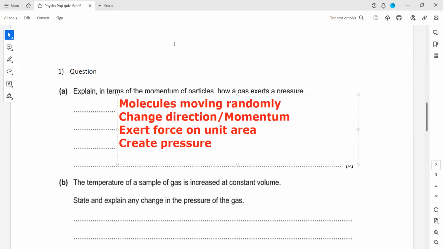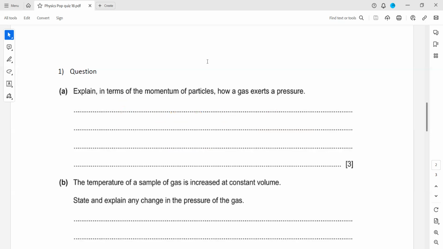So these are the points. This is a fixed answer, and it's a very common question you will find in thermal physics. They ask you to explain the pressure in terms of momentum. So it's like particles moving randomly, collide with the wall of a container, change direction, exert force on a unit area, and that creates a pressure.